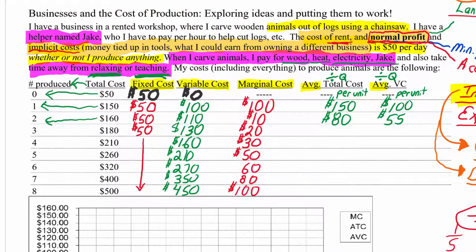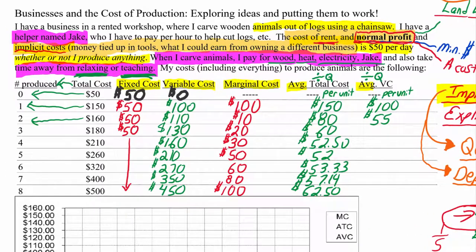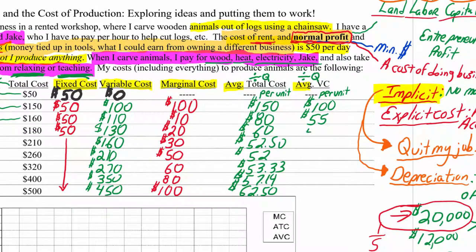So what we should get here is 180 divided by 3 is 60. And then $52.50 when we're producing 4 units. Total cost per unit, $52, $53.33, $57.14, and $62.50. Total cost per unit. Variable cost per unit, again, here we're going back to $130 divided by 3, $43.33, $40, $42, and $45, $50, and $56.25.